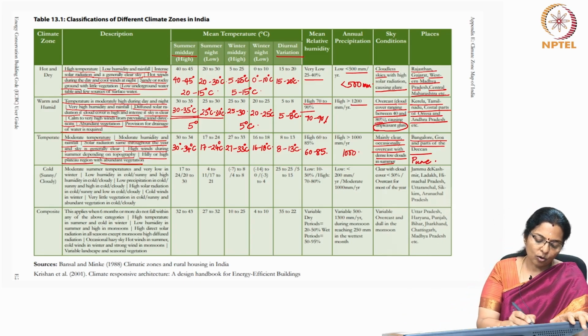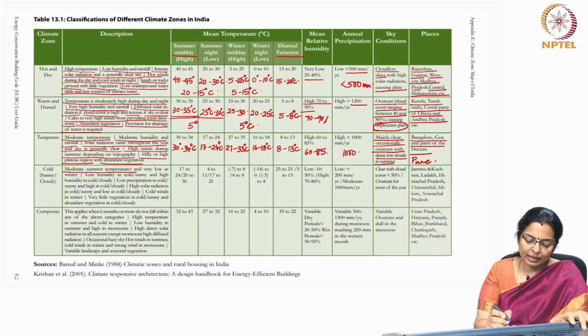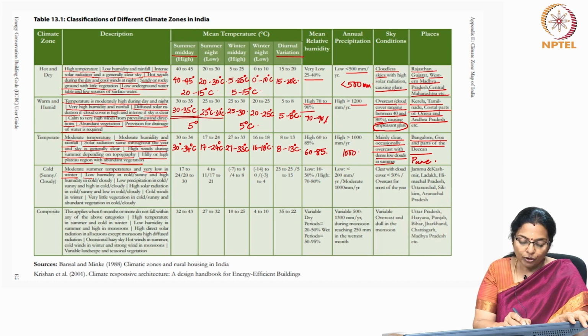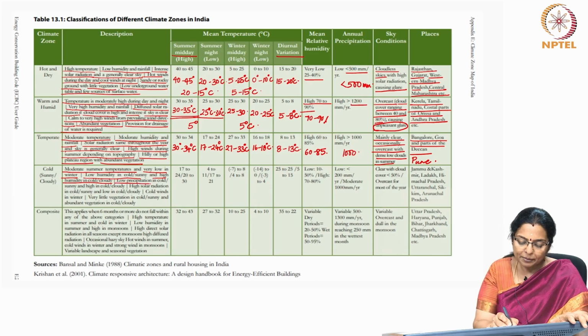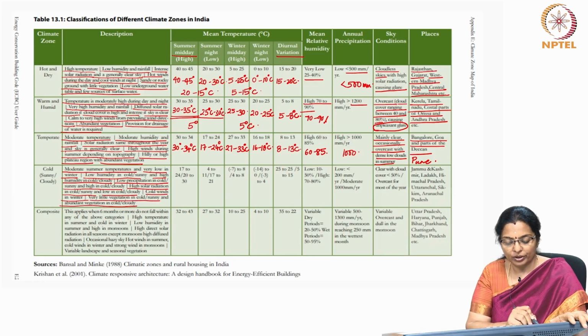Let us now look at cold, sunny and cloudy. These have moderate summer temperatures and they are very low in winter. Low humidity in cold and sunny, and high humidity in cold and cloudy climate. Low precipitation in cold and sunny, and high in cold and cloudy. High solar radiation in cold and sunny, and low in cold and cloudy. Cold winds in winter. Very little vegetation in cold and sunny, and abundant vegetation in cold and cloudy.